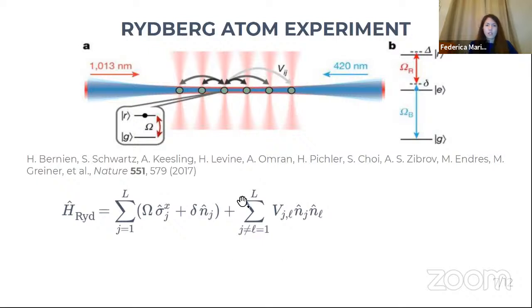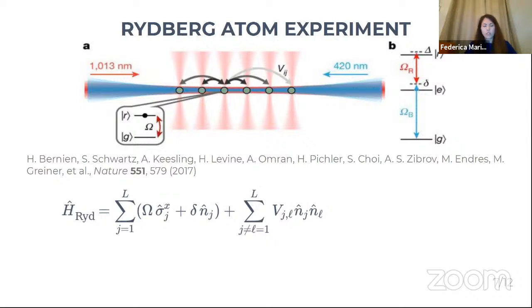And you can think of each atom as a two-level system that can be excited from the ground state to a Rydberg excited state with this Rabi frequency omega. So this delta is the tuning of the laser. This Nj is one if the atom j is in the excited state and zero if it's in the ground state. And this V is just the interaction between Rydberg excitations. This V decays as 1 over r to the 6 with distance, so it decays very fast.